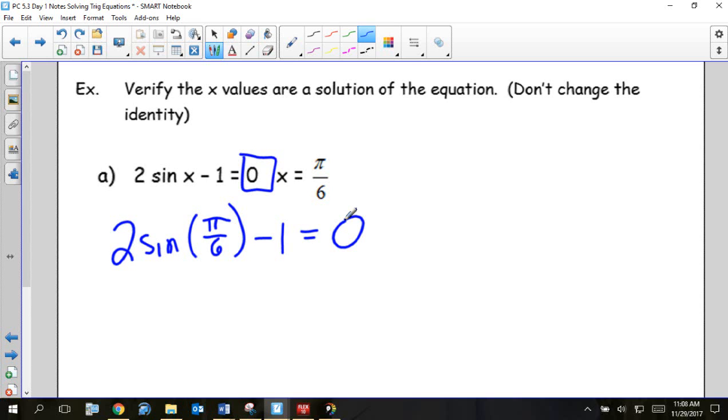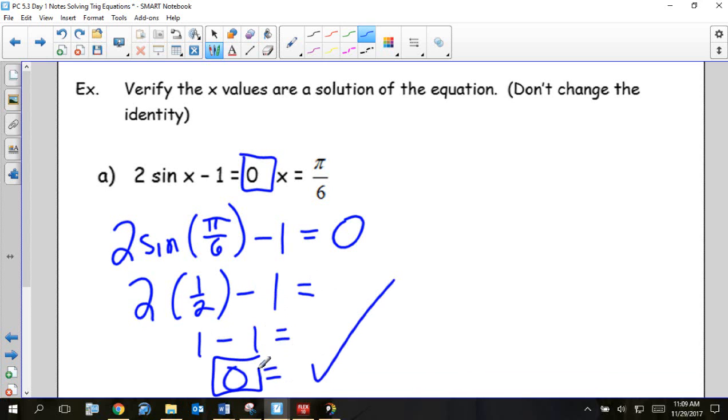So what would I do first? I'm going to do the sine of pi over 6 first. I do what's on the inside first. So sine of pi over 6 is what? Half. And we do 2 times the half. Well, that's 1. We do 1 minus 1. Well, that's 0. Perfect.